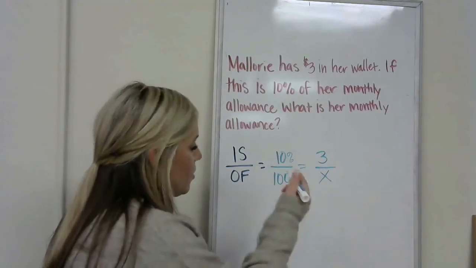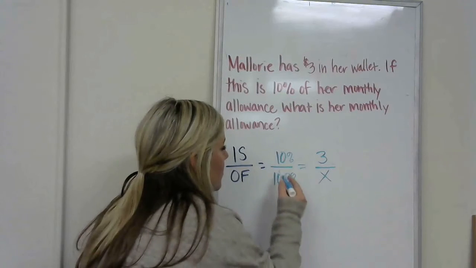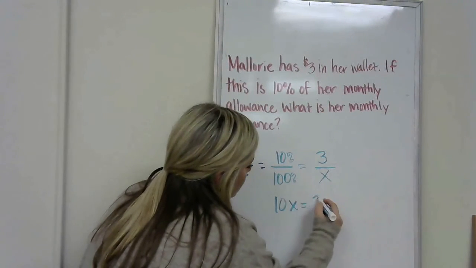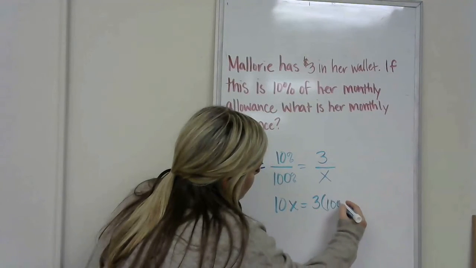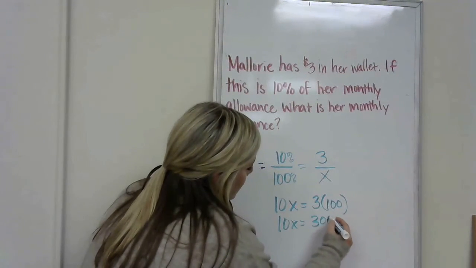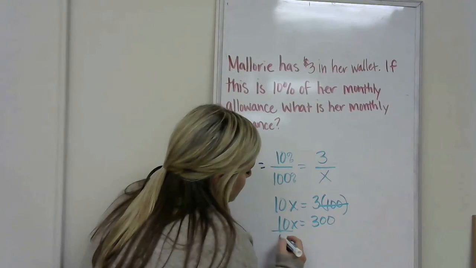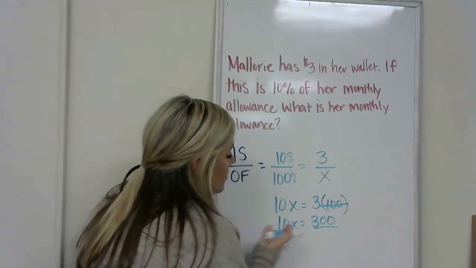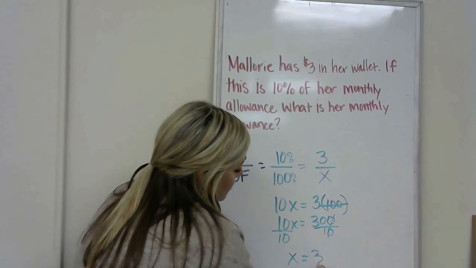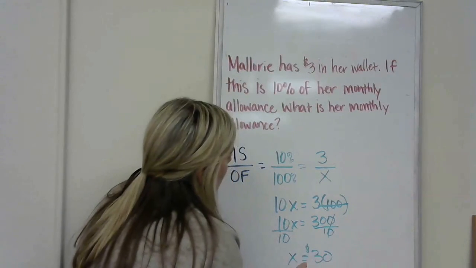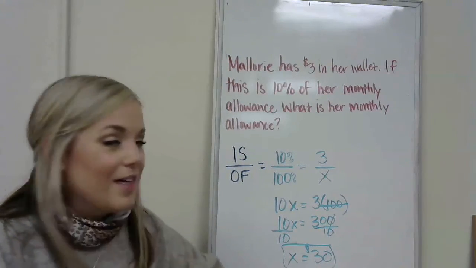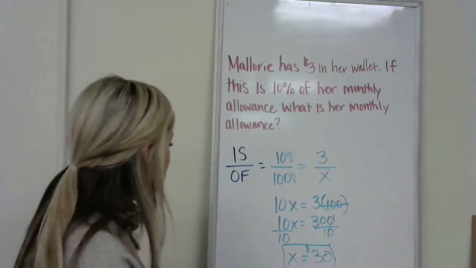So we're going to cross multiply like we do. We have 10x is equal to 3 times 100. So 10x is equal to 300, right? Divide by 10 because we have to undo it. And what we do to the left side, we have to do to the right side. So x is equal to $30. Her monthly allowance is $30. That wasn't hard, was it? No, it was super easy.